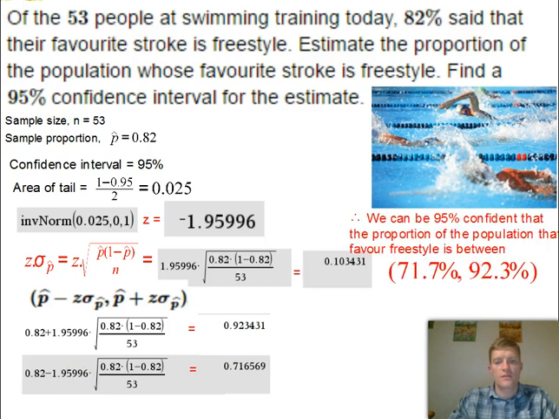Now let's interpret our results. Essentially we can see that the lower bound is about 71.7%, and the maximum is 92.3%. And we can be 95% confident that the proportion of the population that favor freestyle is between those two proportions. Okay, and there we have it. We've constructed our 95% confidence interval.